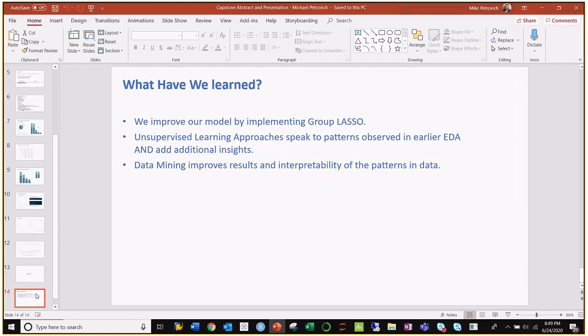So overall, what we learned is that we can certainly improve our model by implementing group lasso. All right. So group lasso seems to have a home when it comes to pay equity analysis. The other thing is that unsupervised learning approaches help understand patterns in the data set, and they may speak to what we've already found in EDA, but I do think that they add more of a robust twist to our insights. That you're going to walk away with a bit more understanding at the end of the day.